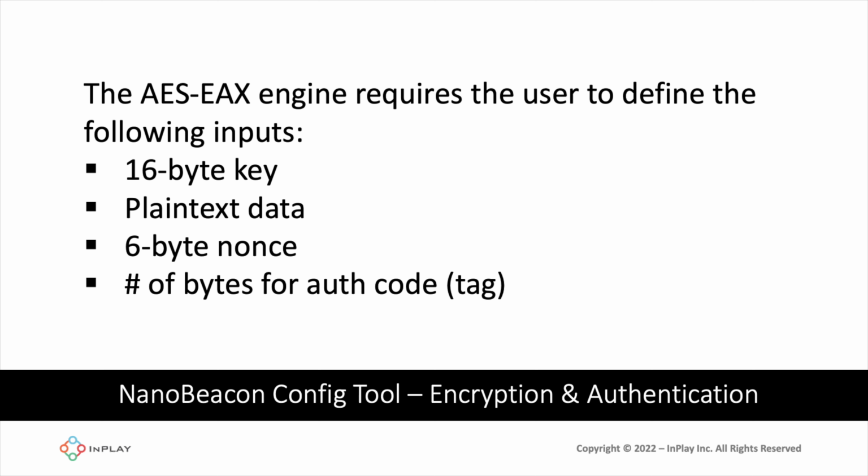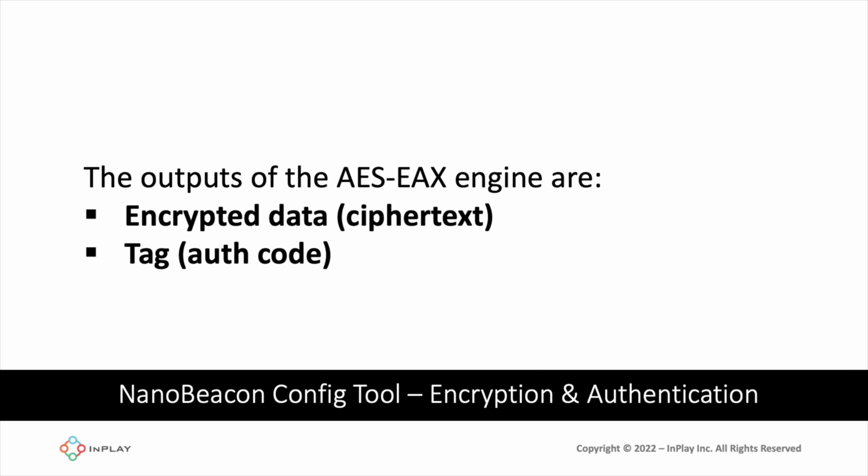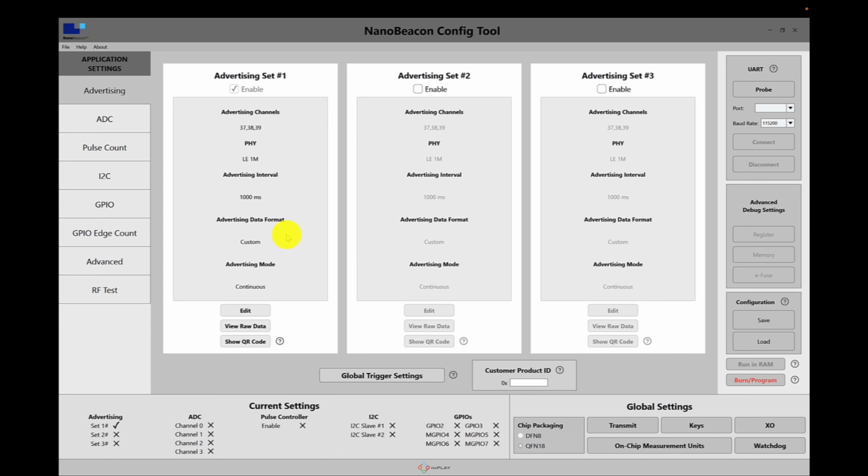So there's the 16-byte key, which is used for both encryption and authentication. There's the plain text data, which in our case is the advertisement data that we want to encrypt. There's a 6-byte nonce, and nonce stands for a number used only once. And then there's the number of bytes for the authentication code, which is usually referred to as MAC, MIC, or simply the tag. The outputs of the AES-EAX engine are the encrypted data or ciphertext and the tag or the authentication code that we mentioned. Let's take a look at each of the inputs that we just went over.